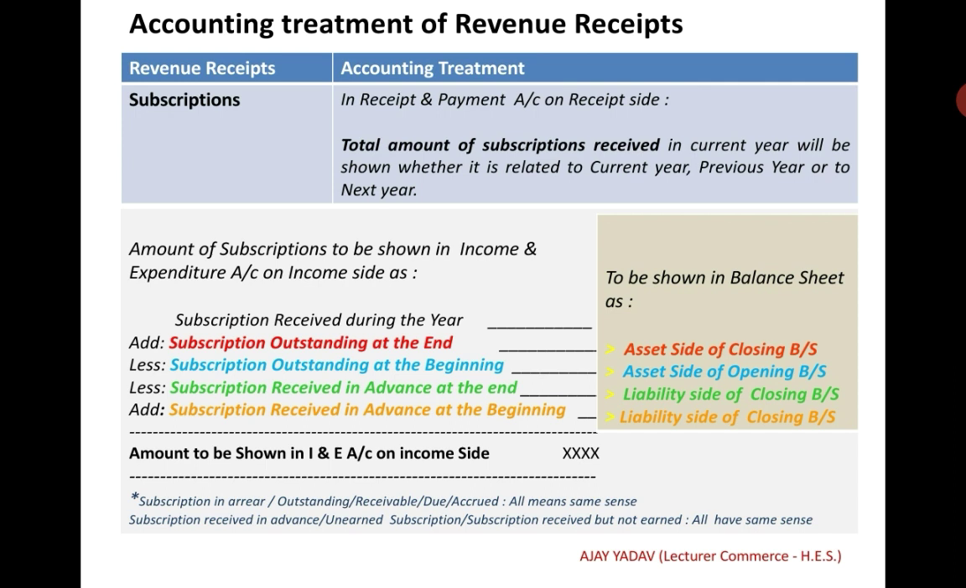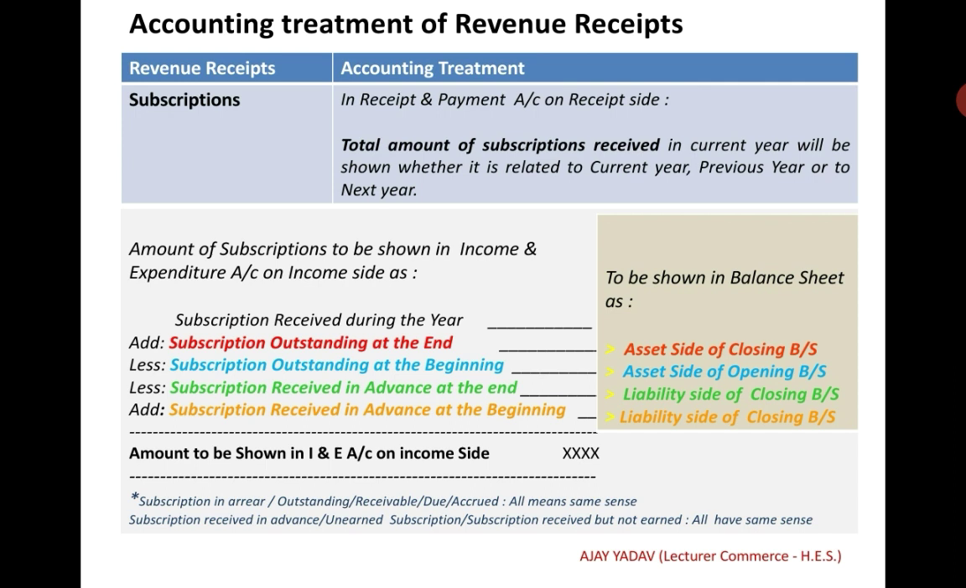Subscription outstanding at the end: if we are talking about the balance sheet, this amount will be shown on the asset side of the closing balance sheet. Subscription outstanding at the beginning: this amount will be shown on the asset side of the opening balance sheet.